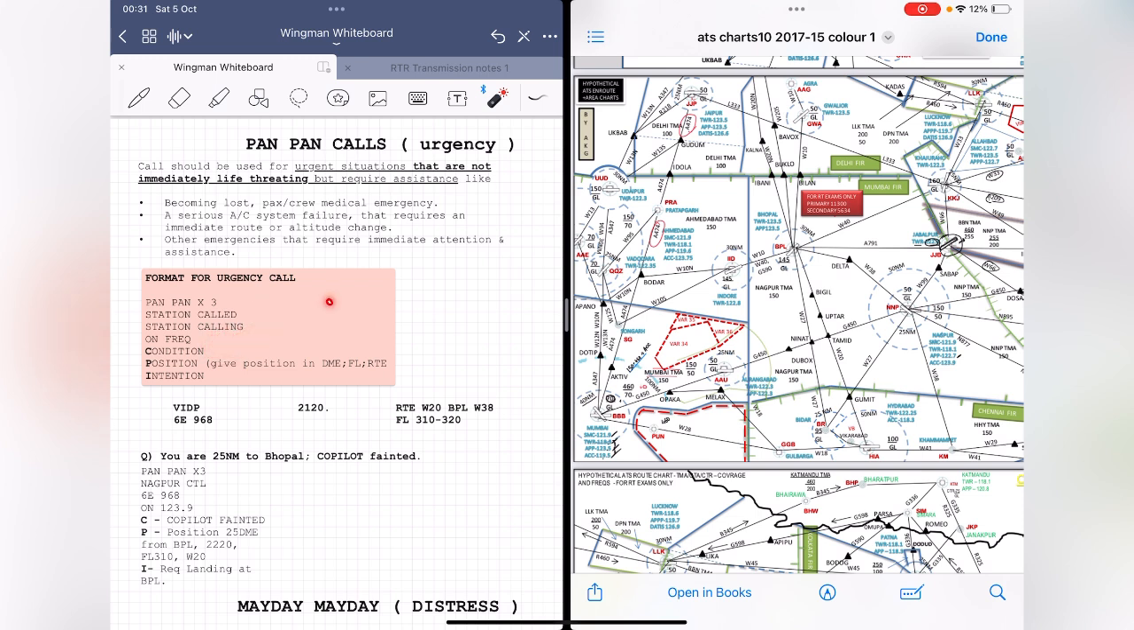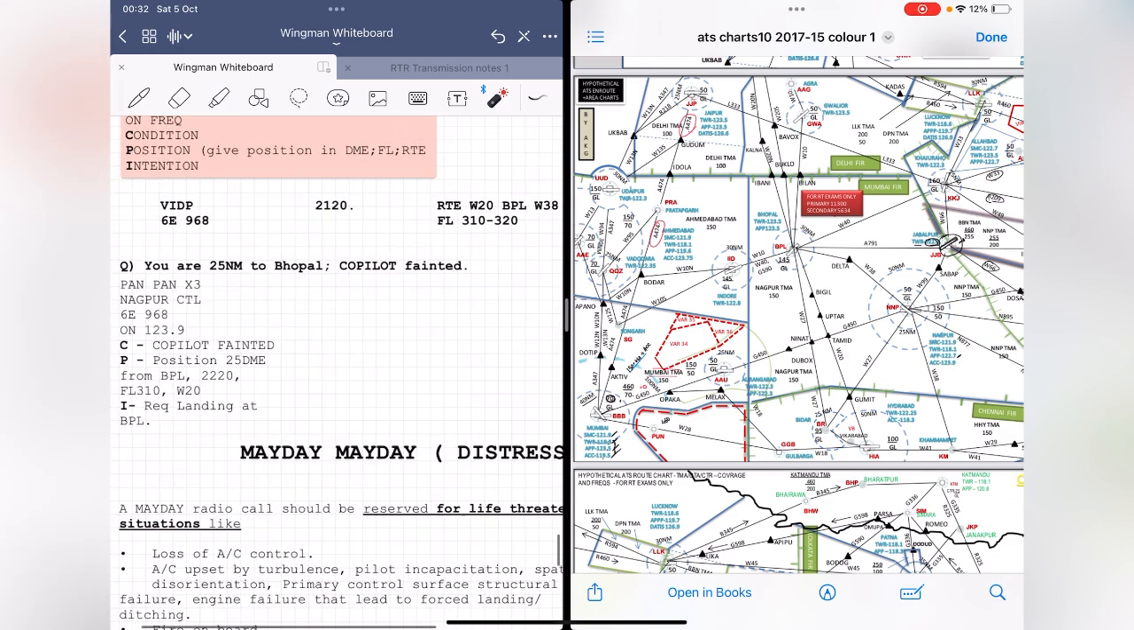Followed by that, you'll give your position according to your position report. You'll give it in terms of DME, in terms of flight level, in terms of route. Then you'll give your intentions as to what you want to do about it. We've already spoken about this: we'll be talking in terms of condition, position and intention when we're talking about a pan-pan call. So let's look at a question.